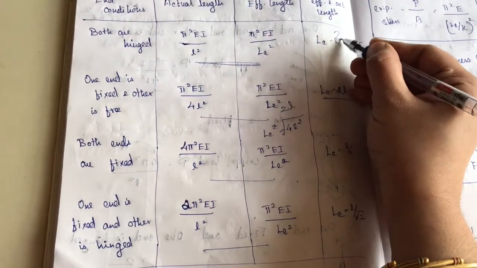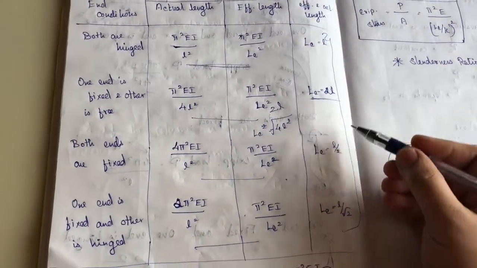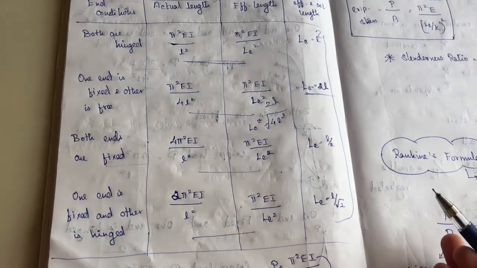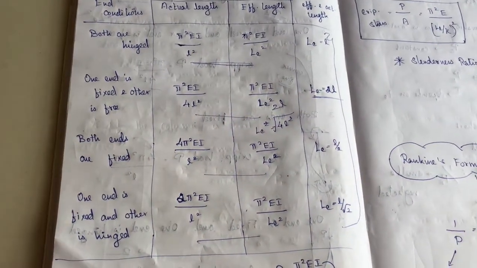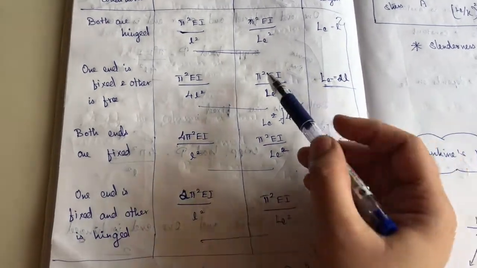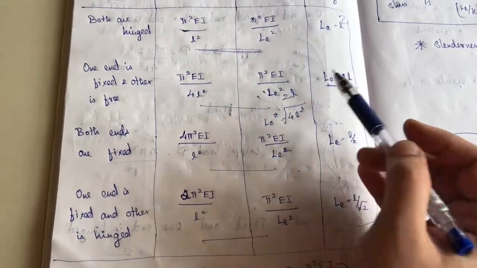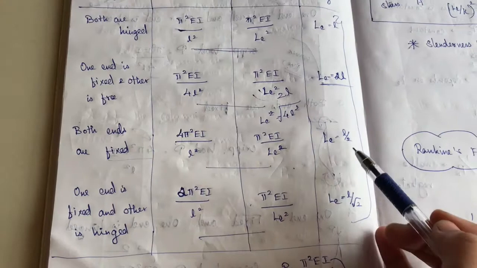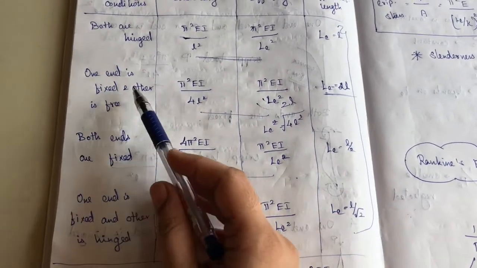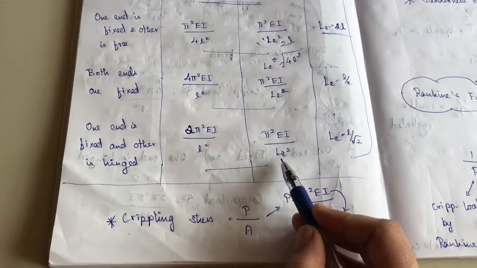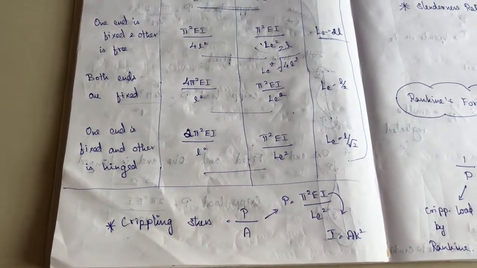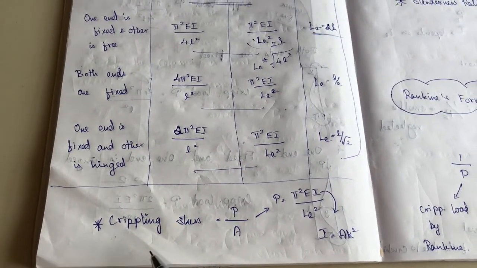So you need to remember these things. 2L, L by 2, L by root 2. That's it for the formula LE. So you can easily remember these alone and just substitute them in the formula. You can easily get the original formula. Okay, so this LE is nothing but the effective length or equivalent length.